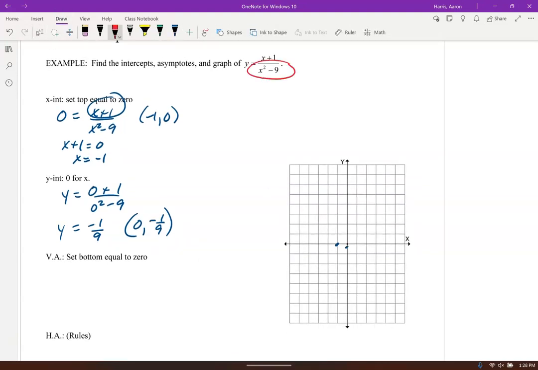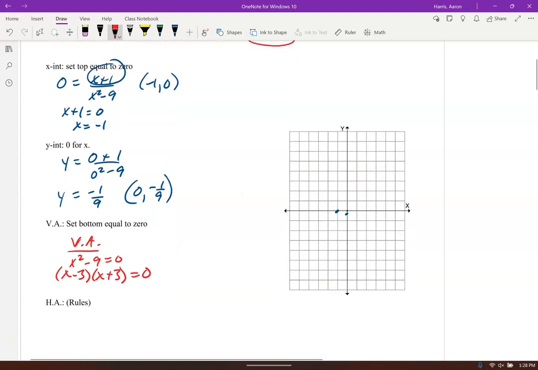Our vertical asymptotes came from our denominator, right? Where's this thing undefined? Remember, we took that denominator, go ahead and factor it, and that'll give us the equations for the vertical asymptotes. So in this case, x equaling 3, -3. We'll never touch 3, -3. Never touch those, right?